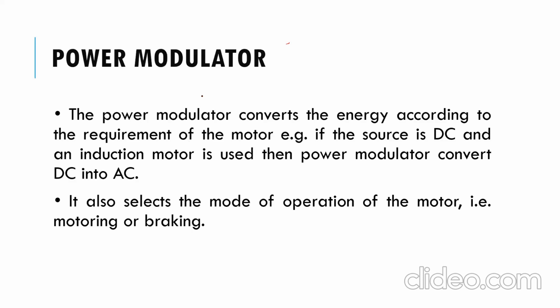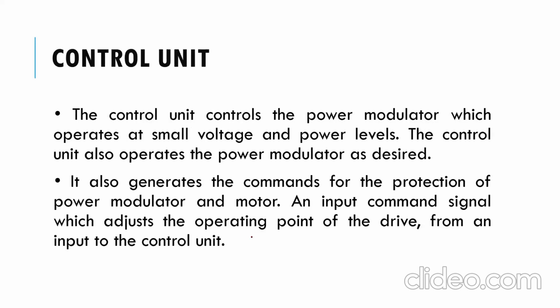Next unit is the control unit. The control unit controls the power modulator, and it operates at small voltage and power levels. Obviously, the control unit is an electronic device, means what? It is operated with 5 volt or 12 volt DC. But it controls the operation of the power modulator, which in turn controls the motor. The control unit also operates the power modulator as desired. It also generates commands for the protection of the power modulator and motor. It not only operates the power modulator, but also protects it.